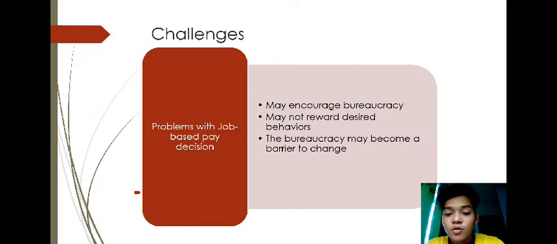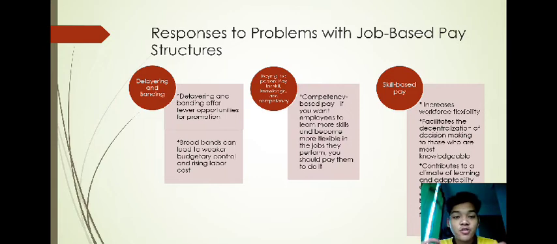So this will be challenging because it will contradict rewarding desired behavior. At the same time, it will be a barrier to making faster decisions in the pay decision. Lastly, we got responses to problems with job-based pay structure.